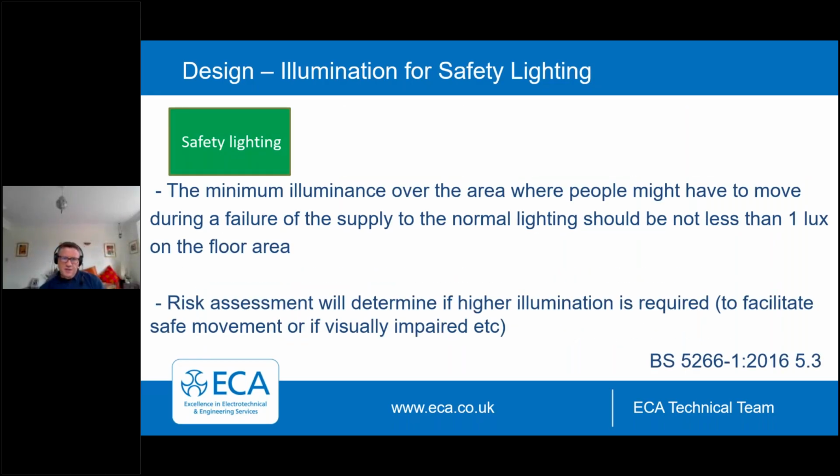With regard to safety lighting, this is the stay-put lighting for a while, isn't it? The minimum illuminance over the area where people might have to move during a failure of the supply to the normal lighting should not be less than 1 lux. But again, your risk assessment may determine if this needs to be higher, for instance, to facilitate safe movement of visually impaired people, as an example. Not the only example, but I keep coming back to the importance of the competent person. We need to consider all these risks because 1 lux might not be sufficient if you're housing visually impaired people on a regular basis, of course.